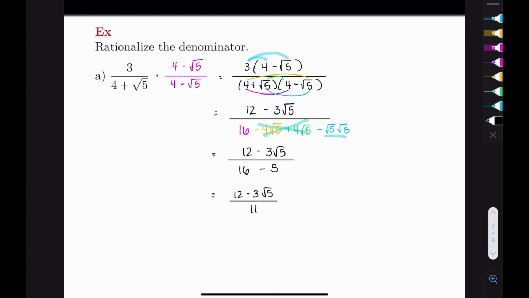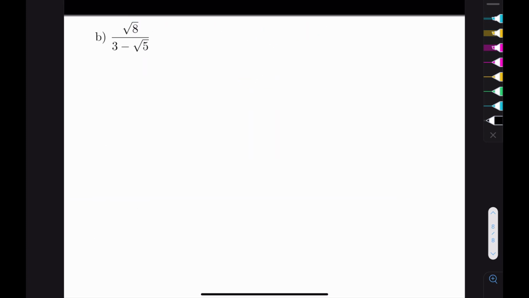Okay. So let's do one more. And now we're going to have a radical in the numerator as well. And we have this binomial in the bottom. So again, I want to multiply by the conjugate of what we have in the denominator. So we keep the numbers exactly the same, but we change the sign on that radical. And then what we do in the denominator, we've got to do in the numerator.